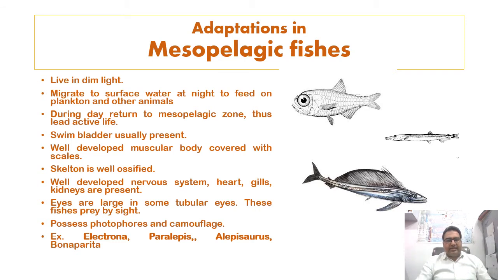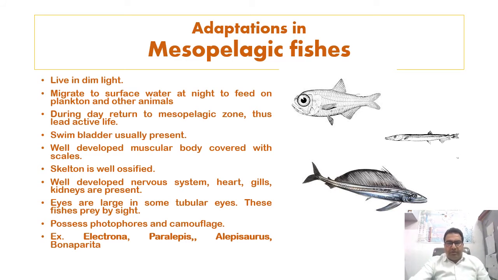Now let us talk a little bit. We should be knowing what are the adaptations in terms of the three different categories of fishes: that is, mesopelagic fishes, bathypelagic fishes, and the benthic fishes.